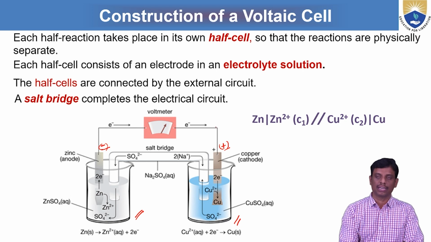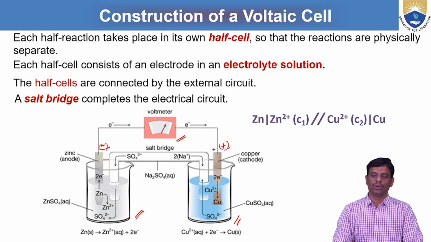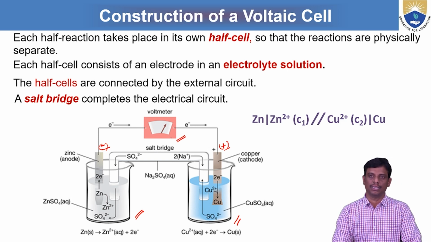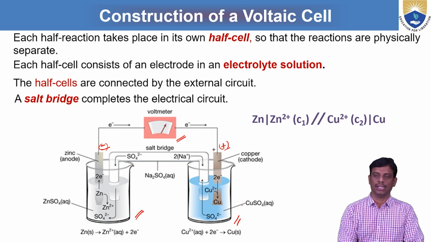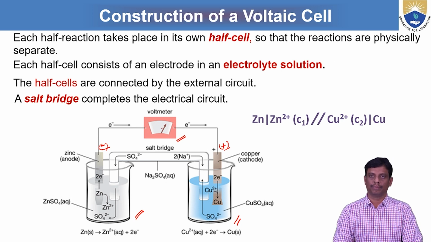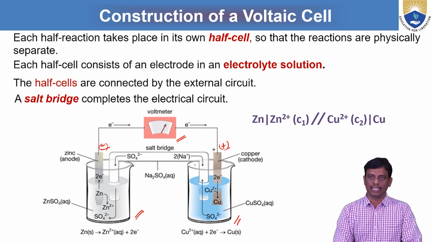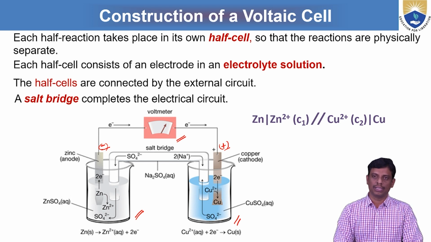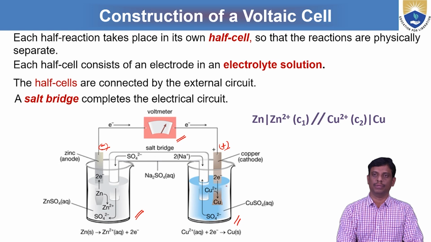These two electrodes are interconnected with a voltmeter. This voltmeter is going to measure the potential difference between the two half cells. To complete the electrochemical cell circuit, the voltaic cell, a salt bridge is required.